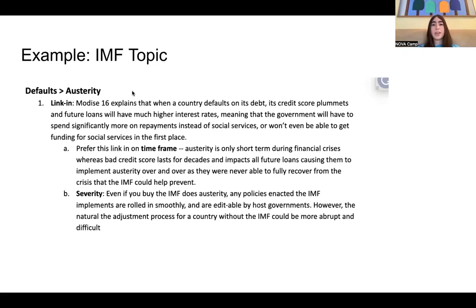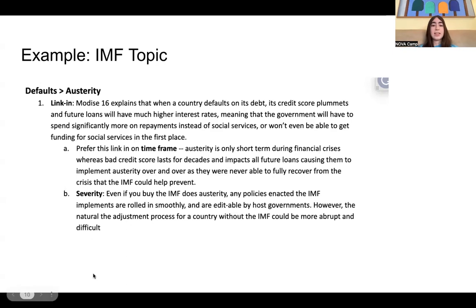Let's look at the two ways that I weighed this link. The first is on time frame. The austerity that the neg argues is only short term because it only exists for as long as the financial crisis happens, whereas a bad credit score, which happens if a country defaults, lasts for decades and impacts all future loans, causing them to implement austerity over and over again, because if a country needs more and more loans, they're probably going to need more and more loans from the IMF and more and more austerity. So on net, a one-time austerity measure from a one-time help from the IMF is better. This technically is also scope. It's the type of time frame I was talking about before about long-term, right? It's just a scope magnifier. It's just saying that one-time austerity is better than consistent austerity, which happens from this link.